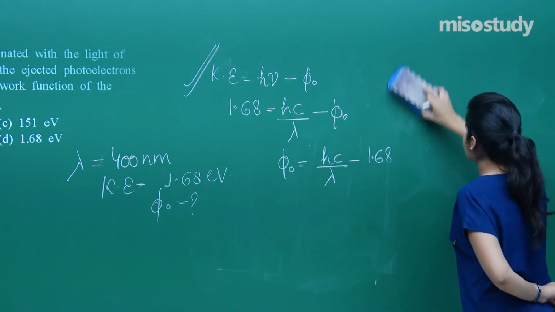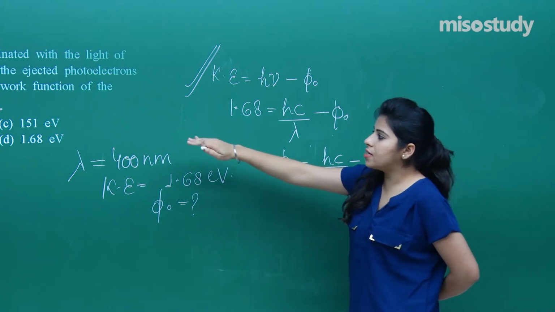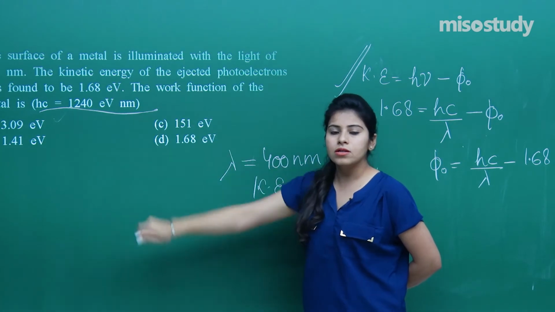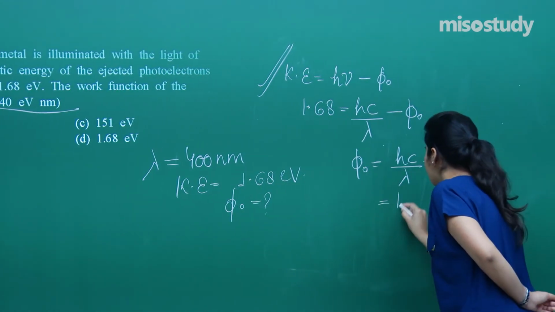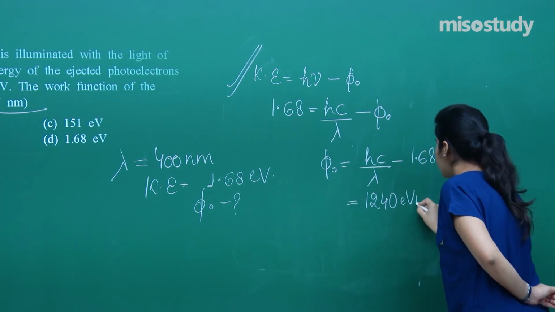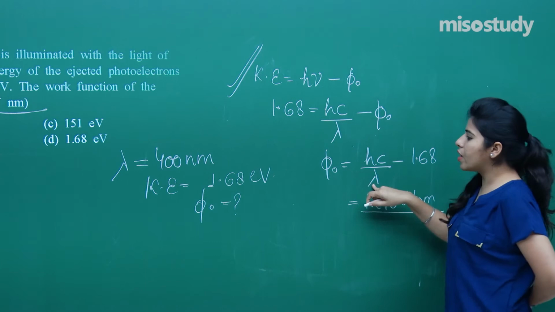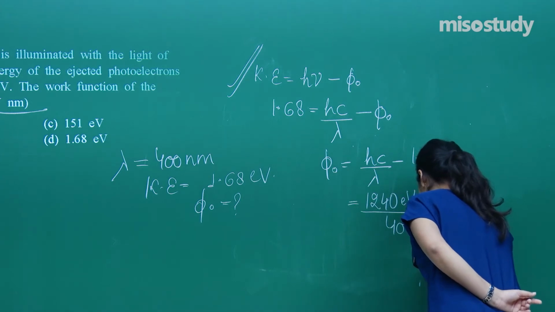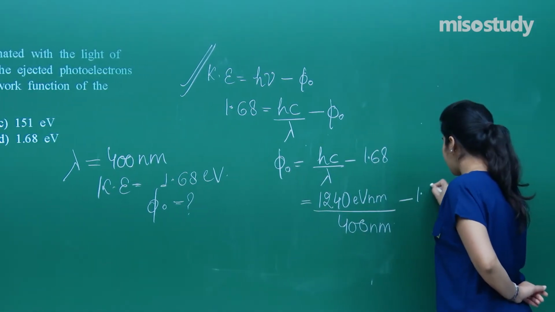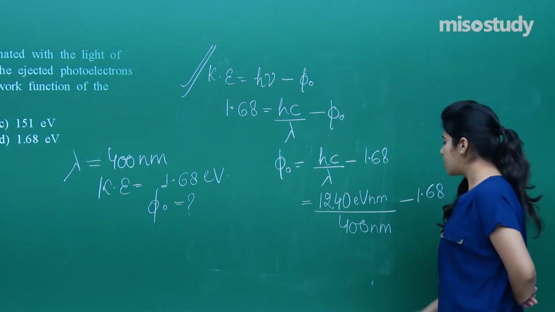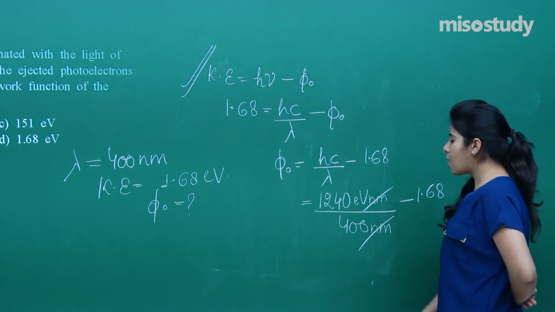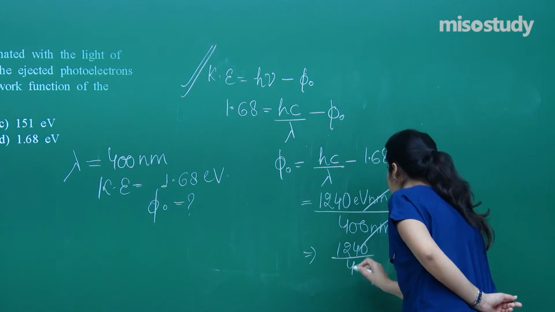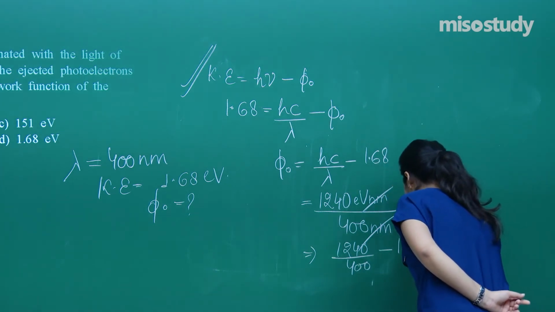Now what you can see here, the value of hc has been given, that is 1240 electron volt nanometer. So let me write this value, 1240 electron volt nanometer divided by the wavelength. The wavelength is 400 nanometer. Now you have to subtract 1.68. The nanometer cancelled. Now I have 1240 by 400 minus 1.68.